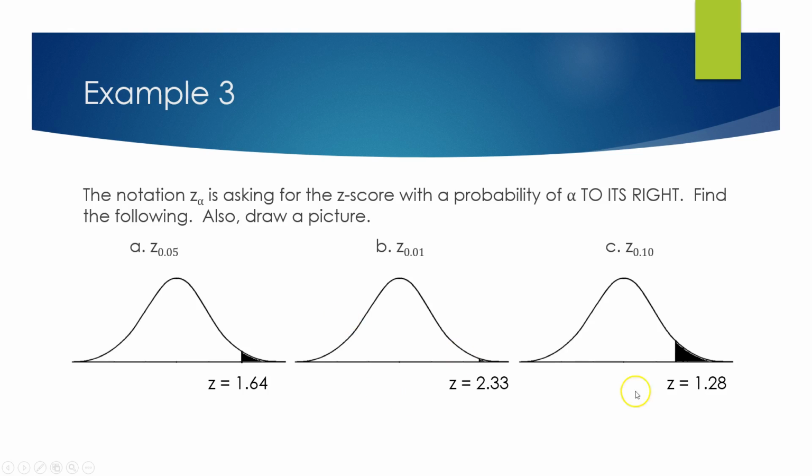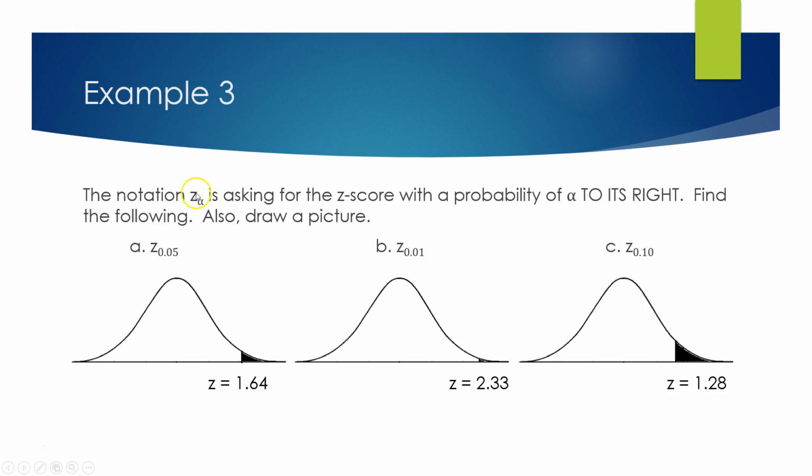So lastly, my answers appeared, so I'm just going to leave them. The notation that we're going to get that is new for us is z sub alpha. Okay, alpha is going to end up being a pretty popular letter for us. Alpha is a Greek letter. It's a lowercase Greek letter.